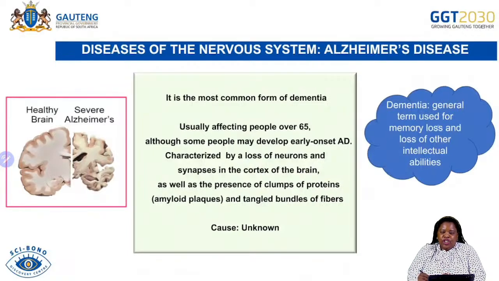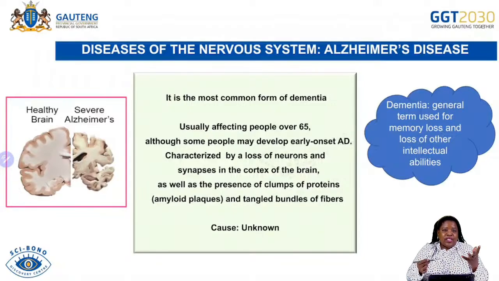Now, dementia is a general term used for memory loss. You can relate it to memory loss. When you start to lose memory, think of what? Maybe something is wrong with your neurons. Usually it affects people over 65 years of age, although some people may develop early onset AD. Alzheimer's disease, AD, is characterized by loss of what?